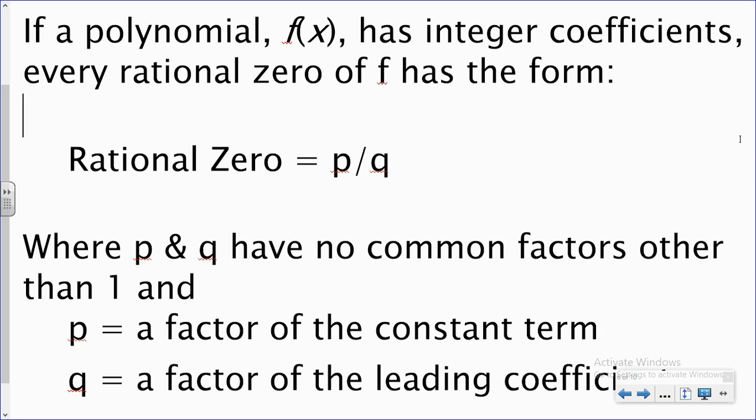Okay, the rational zero is of the form p divided by q, where p and q have no common factors. P is a factor of the constant term, and q is a factor of the leading coefficient. So just write that down, and then we'll talk more.